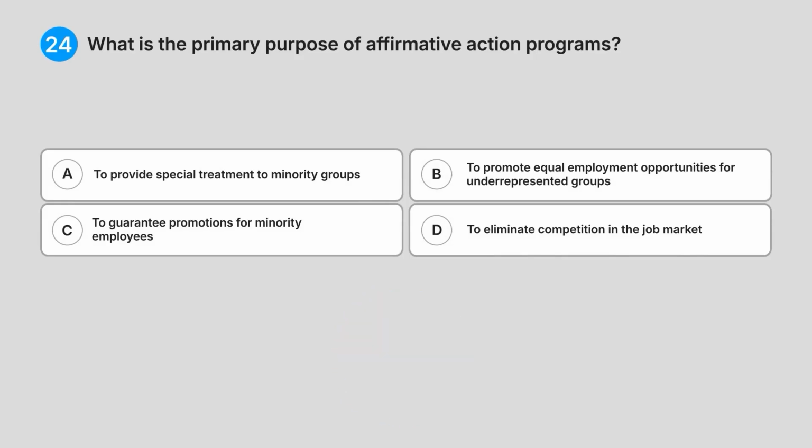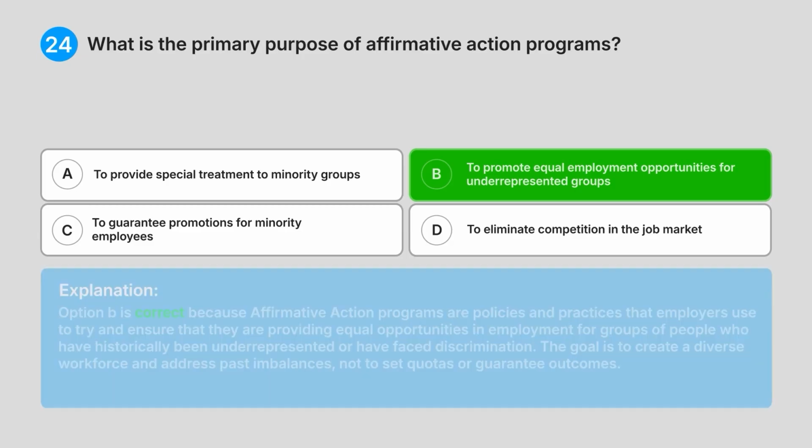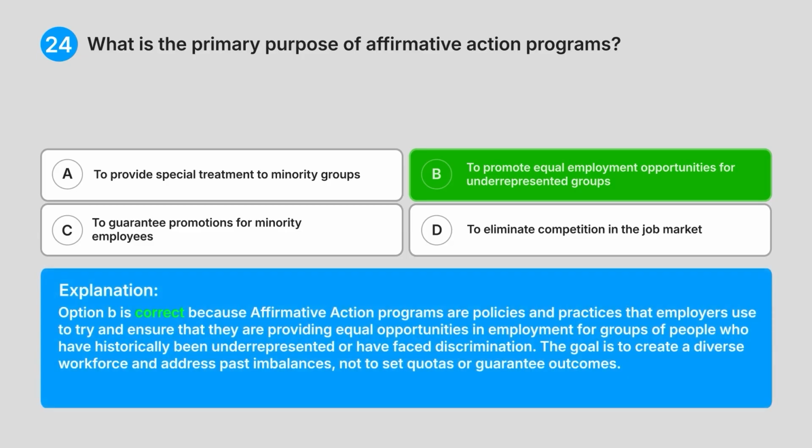Correct answer. B. To promote equal employment opportunities for underrepresented groups. Explanation. Option B is correct because affirmative action programs are policies and practices that employers use to try and ensure that they are providing equal opportunities in employment for groups of people who have historically been underrepresented or have faced discrimination. The goal is to create a diverse workforce and address past imbalances, not to set quotas or guarantee outcomes.